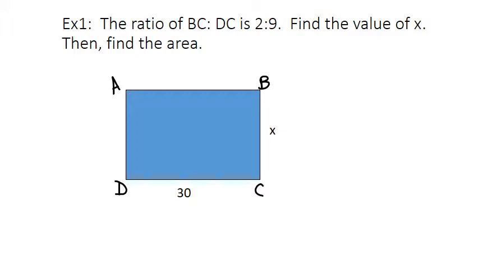The ratio of BC to DC is 2 to 9. So we want to find the value of x and then to find the area. We were given a ratio and we can come up with another ratio to make a proportion. That's how we're going to do this example.